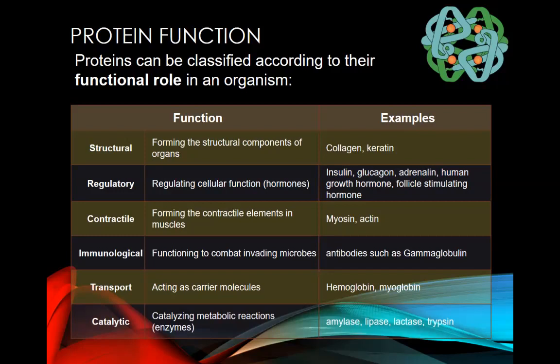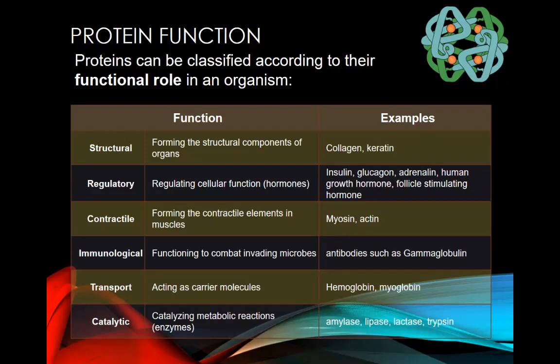We have our transport proteins, which act as carrier molecules. These are going to help move the hemoglobin, or as an example of this, so move oxygen around in your body, but you've got myoglobulin. There's a whole bunch. You also have your catalytic proteins.